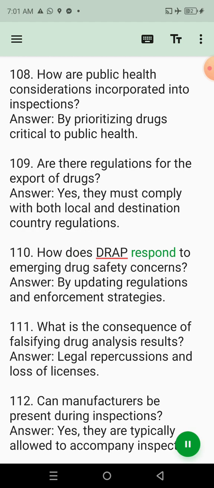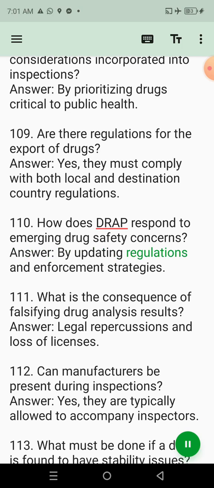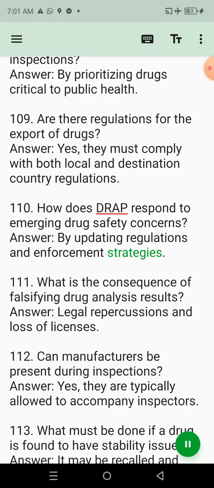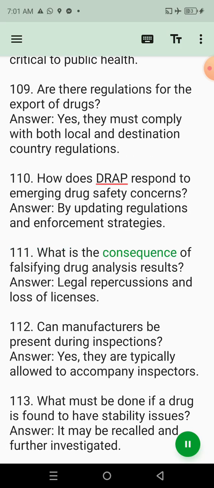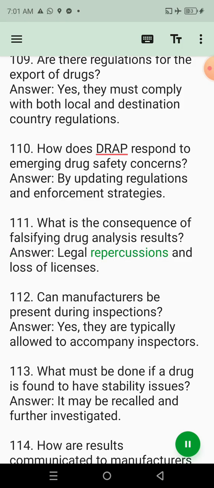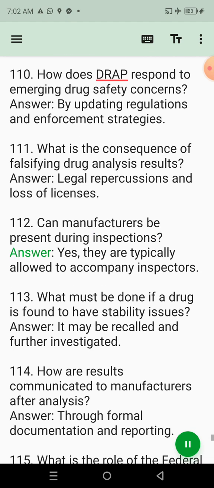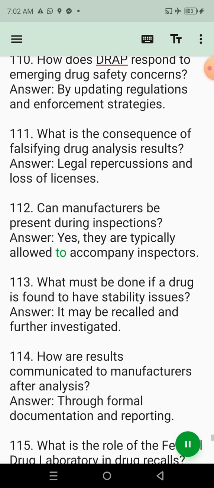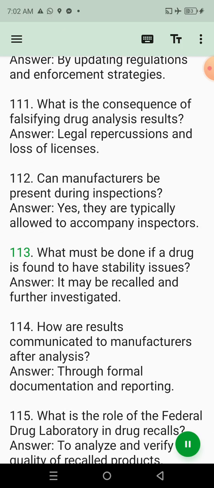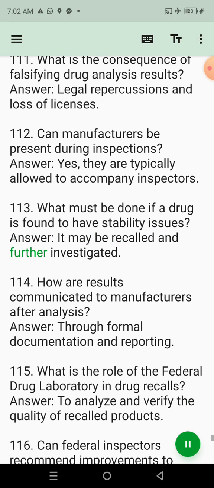110. How does DRAP respond to emerging drug safety concerns? Answer: by updating regulations and enforcement strategies. 111. What is the consequence of falsifying drug analysis results? Answer: legal repercussions and loss of licenses. 112. Can manufacturers be present during inspections? Answer: yes, they are typically allowed to accompany inspectors. 113. What must be done if a drug is found to have stability issues? Answer: it may be recalled and further investigated.